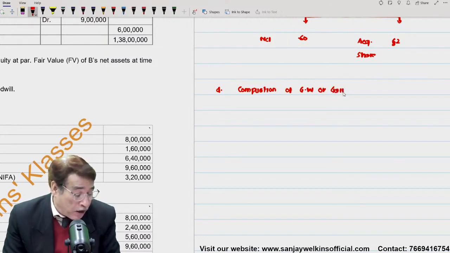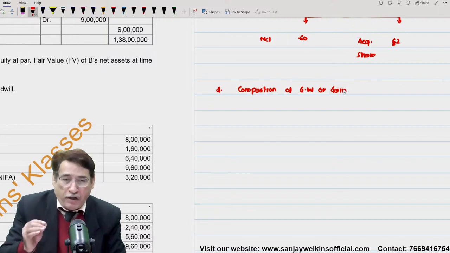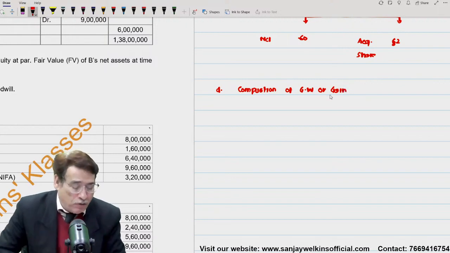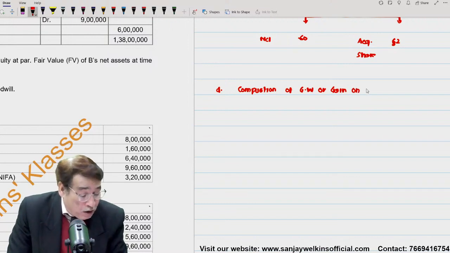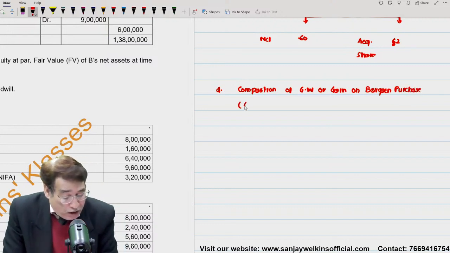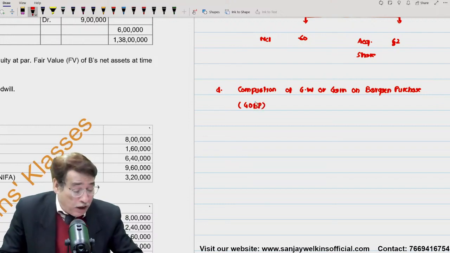Gain on bargain purchase. Some small questions will definitely appear in the examination from this particular topic. Computation of goodwill or gain on bargain purchase. Gain on bargain purchase is a pretty long term, so I will use the short form GOBP. Henceforth, I will use this abbreviation for gain on bargain purchase.